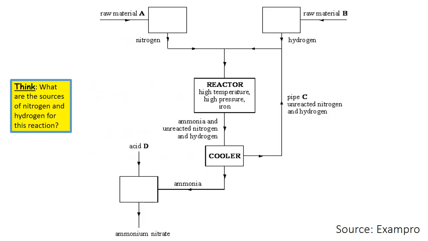So this is a common schematic diagram. This one's come from a past AQA exam, and it shows we've got the raw materials being input into our reactor, and then nitrogen and hydrogen, and they are being kept in a high temperature, high pressure reactor with some iron there acting as a catalyst. We can see that the gas is produced and then cooled, and the ammonia is distilled off, and then the nitrogen and hydrogen is going back into the reactor that's being used by pipe C.